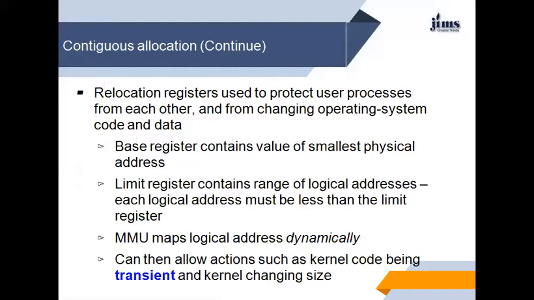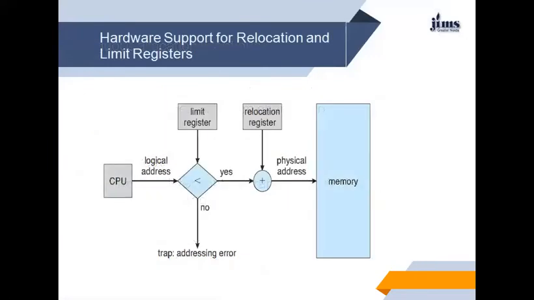So in this contiguous allocation, first, memory is allocated in continuous mode. Second, we will see the two registers: the base register and the limit register. See here, the CPU generates the logical address, and there are two registers. One is called the limit register and the other is called the base register, or here we can say the relocation register.